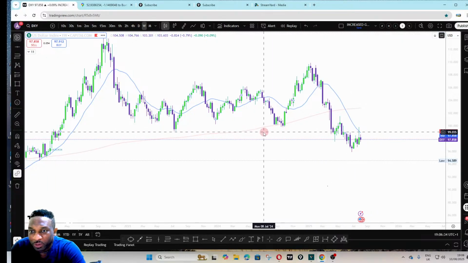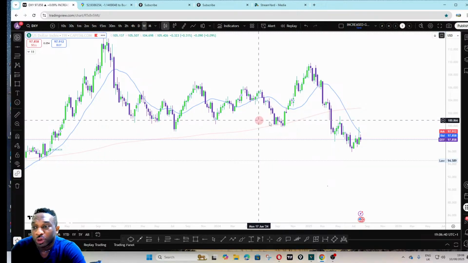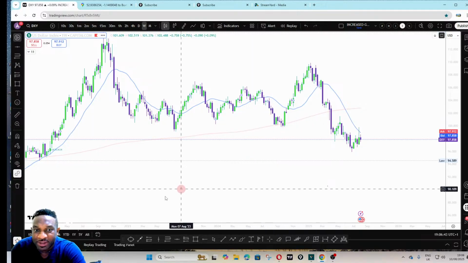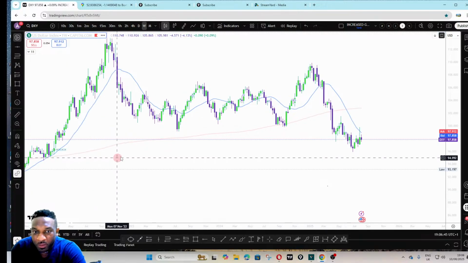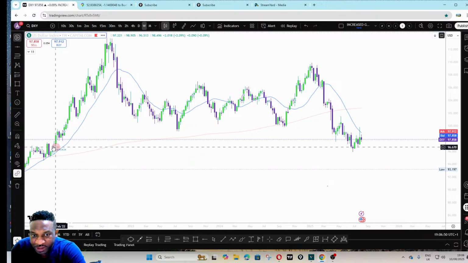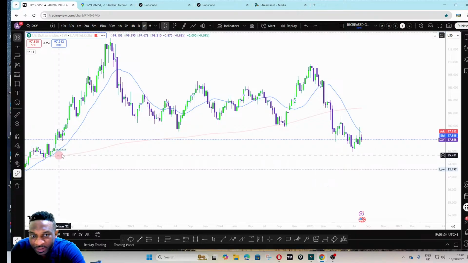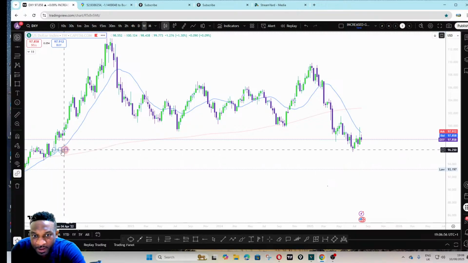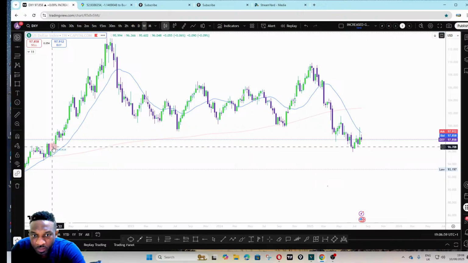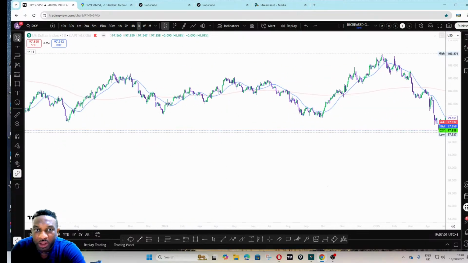That's what I always say: if you look left, structure always leaves a clue. So if we go onto the left hand side, we could see that there was some price action here before the up move. If we go down on the daily, that will be much clearer.